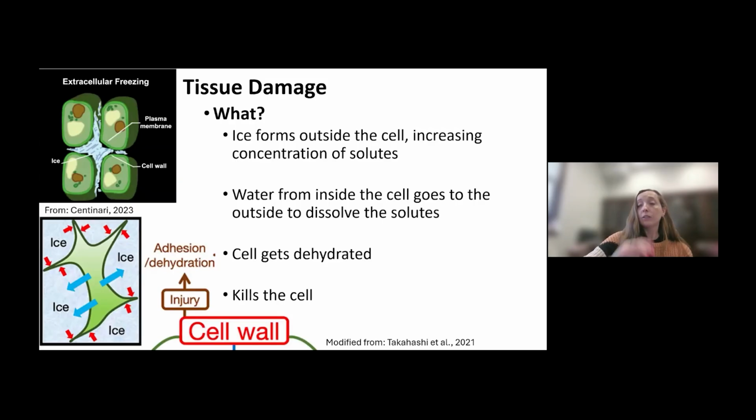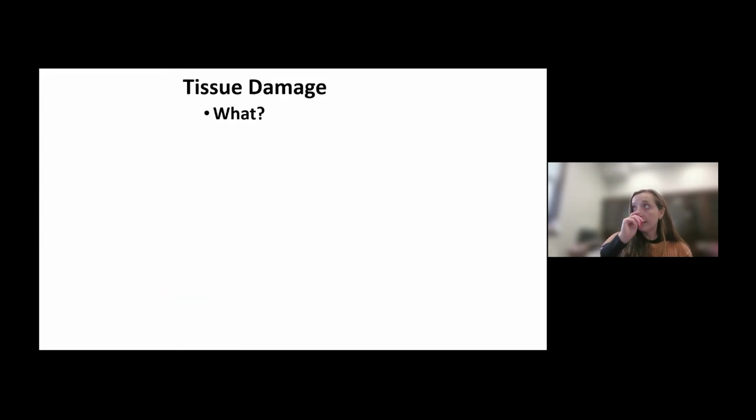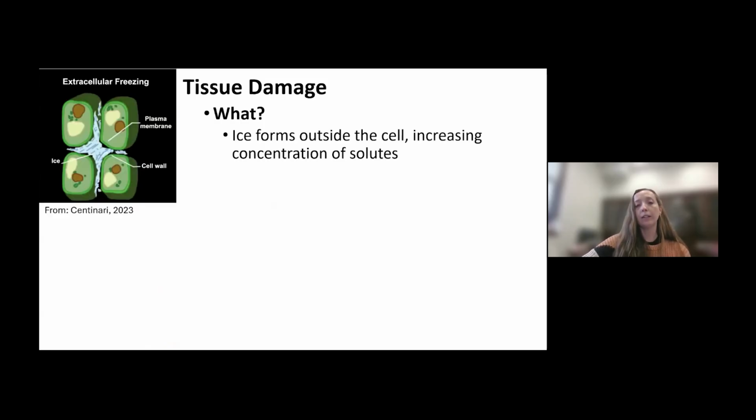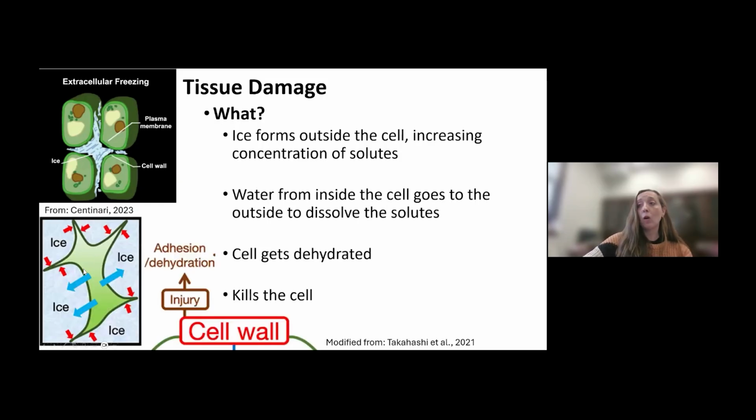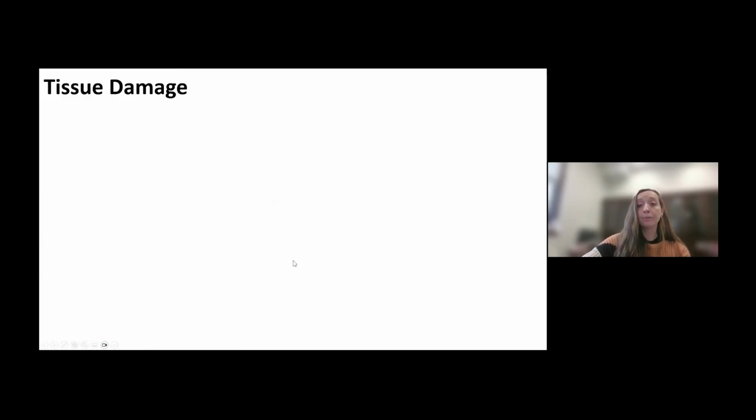So the next one that we're going to look at is tissue damage. That's another type of winter kill. This happens when there is ice in between the plant cells. As the ice forms, the solution in between the cells gets really high in concentration of salts and other substances. So what ends up happening is that water that is inside the cell ends up leaving the cell, and the cell gets dehydrated and can die.